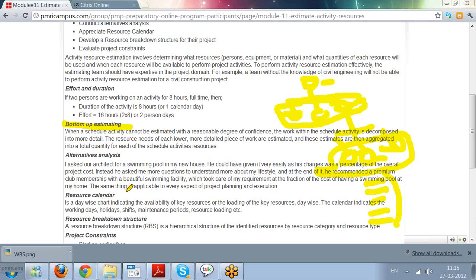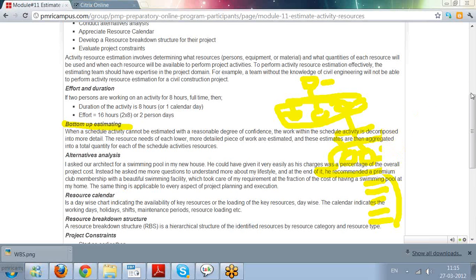Then alternatives analysis. While doing the estimate, we'll be constantly looking for alternatives. Maybe instead of concrete or wood, can we use plastics, or steam curing versus normal curing. Expensive resources can be replaced with inexpensive resources.